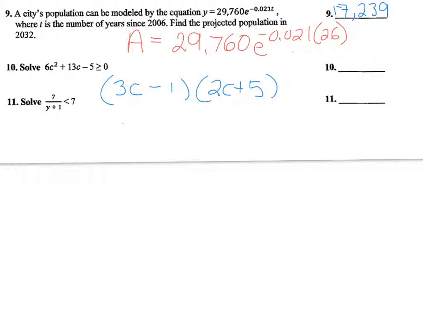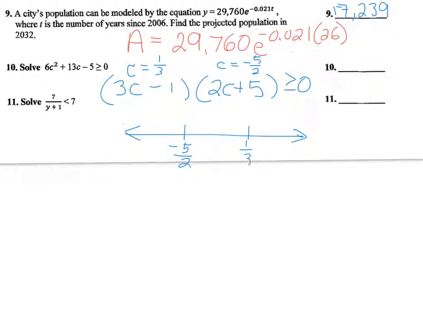Then let me recopy this. Let's put a number line, a sign chart. So what is C on the first factor? C would be 1/3. And on the second factor, C would be negative 5 halves. So negative 5 halves and 1/3. Then you try the numbers. So let me try the negative 1,000. You can use a 0 here and 1,000. Then you put them into the factors.